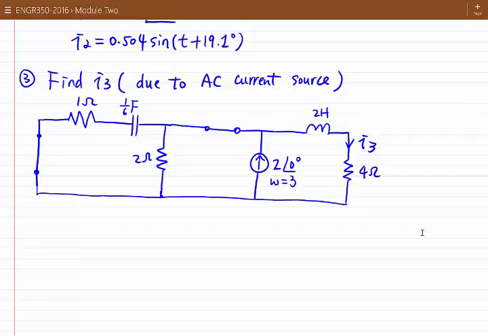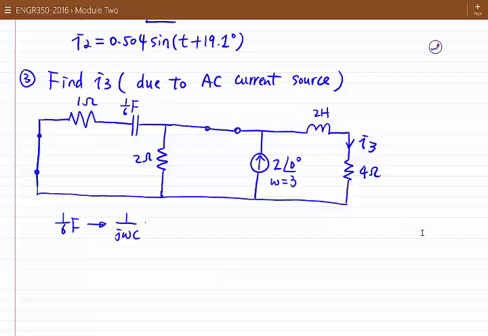So first, let's convert the 1/6 farad. Let's calculate the corresponding impedance of the capacitor. So it is equal to 1/j omega C. It is equal to 1/j, omega is 3, C is 1/6. So it is 2 times minus j ohm. Minus j is because 1/j is equal to minus j.